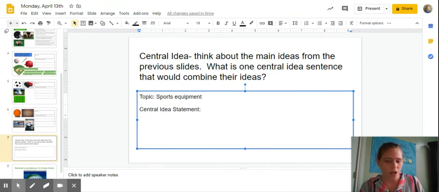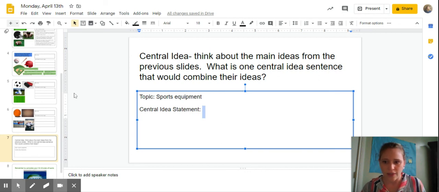And obviously, we're not going to just put sports equipment in our central idea statement because it must be a complete sentence. So you're going to think about all the different slides and you're going to put those into one central idea statement. What is the overall article probably about if you were to write this up into paragraphs and into sections? Okay, think about what the headings would be. Think about what your title would be. That might help you come up with a central idea statement. How would you write this introduction paragraph to this essay? Okay, that's what you're going to think about.